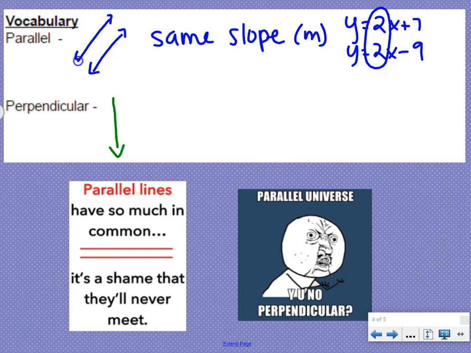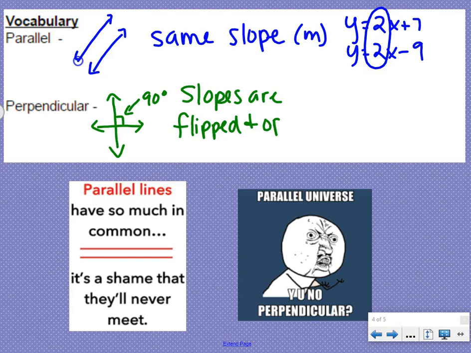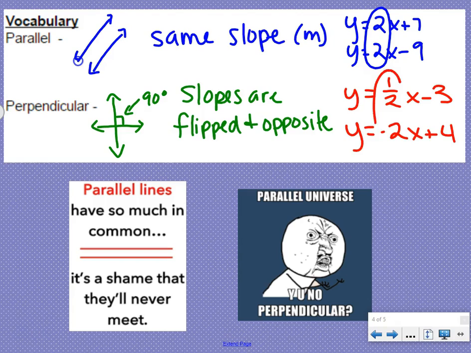Perpendicular lines are our other special case. They cross each other at a 90-degree angle, so their slopes are what we call flipped and opposite. For an example, y = 1/2 x - 3 and y = -2x + 4 would be perpendicular because 1/2 and -2 are flipped and opposite. Opposite means one is positive and one is negative, and flipped means you're flipping the fraction, so you're switching the numerator and the denominator.